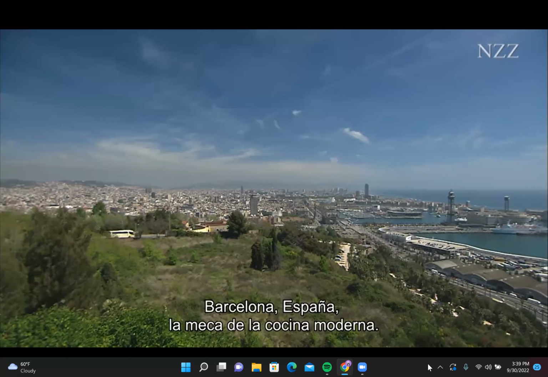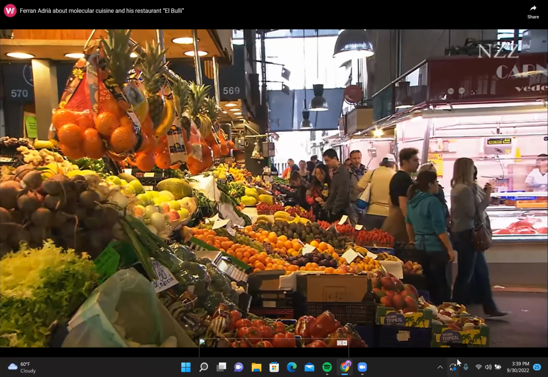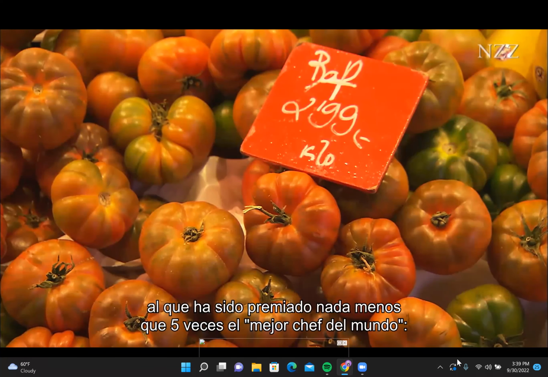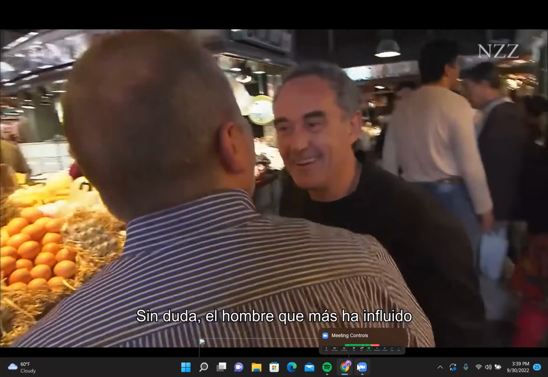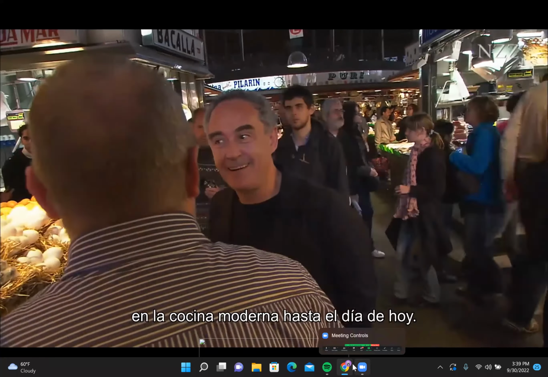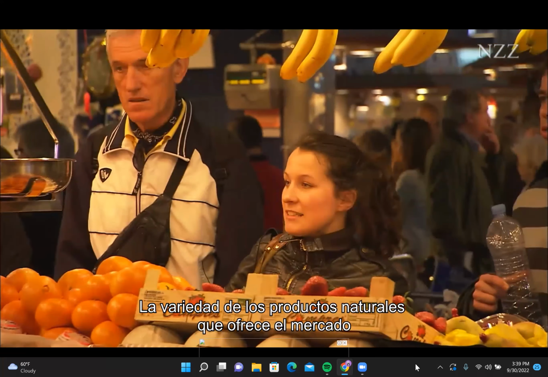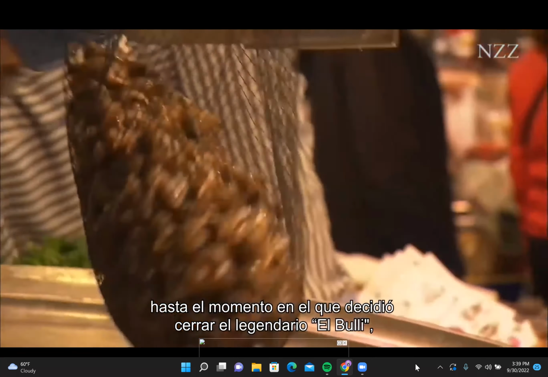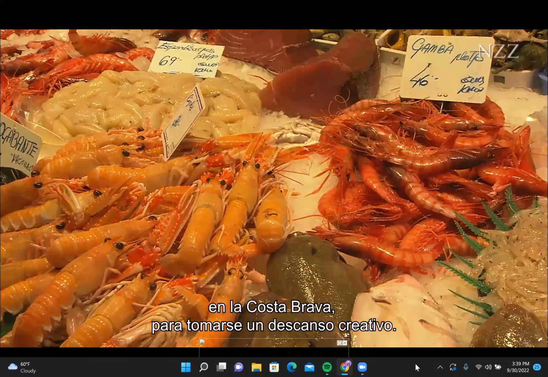Barcelona, Spain, the Mecca of modern cooking. In the city centre, in the La Boqueria market, a man can sometimes be found who has been voted best chef in the world no less than 5 times. Ferran Adrià, undeniably the man who has had the greatest influence on modern cuisine to this day. A huge variety of natural foods were used by this cooking genius for his culinary flights of fancy, until he decided to take a creative break and closed the legendary El Bulli on the Costa Brava a year ago.